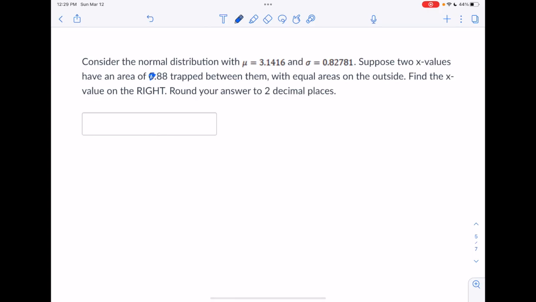So first things first, in the interest of help rather than answers, we're going to change that middle area to 0.82 and work from there. The first thing we want to do is draw a bell-shaped curve. You could do this for z or x. I'm going to think about it from the z point of view. So I'll put a 0 in the middle, and the first thing we'll try and do is find the two z values that trap that middle area of 0.82.